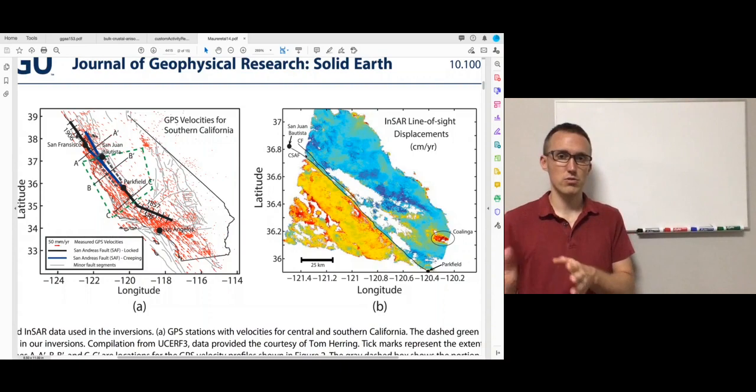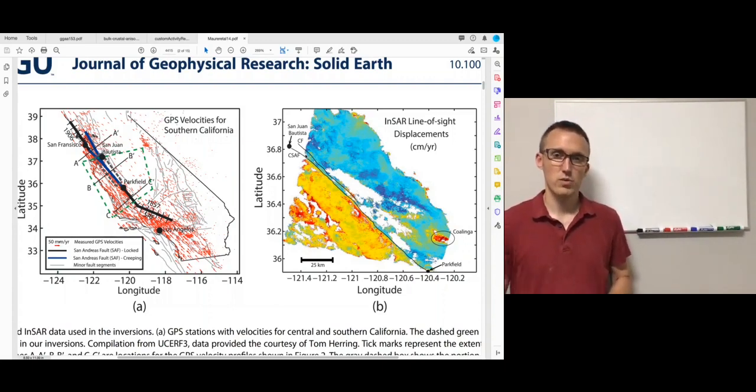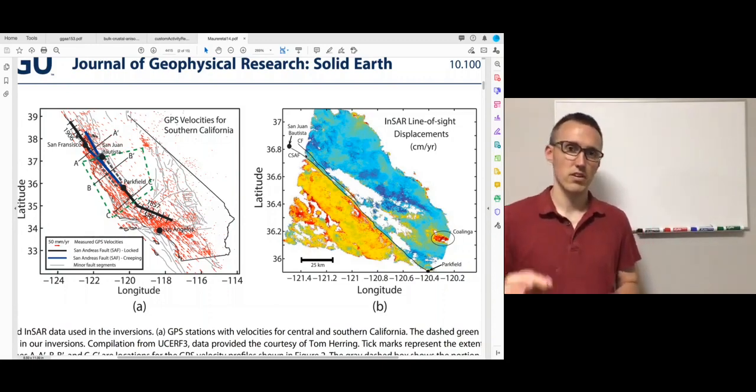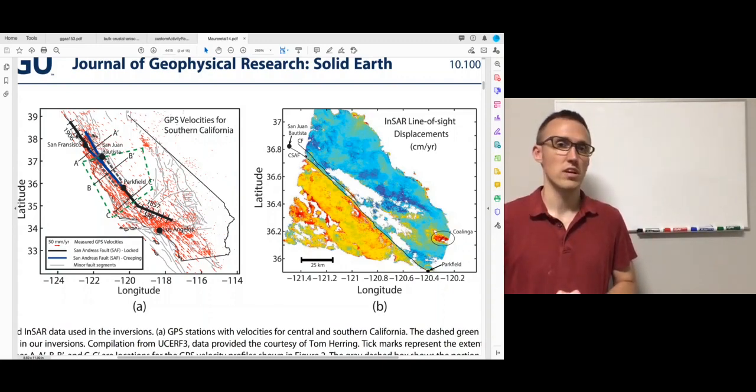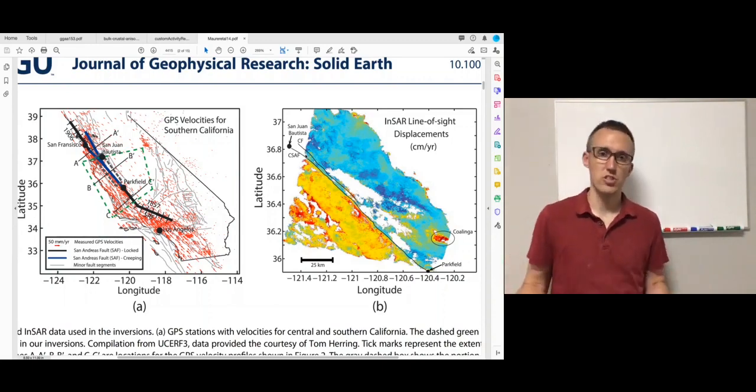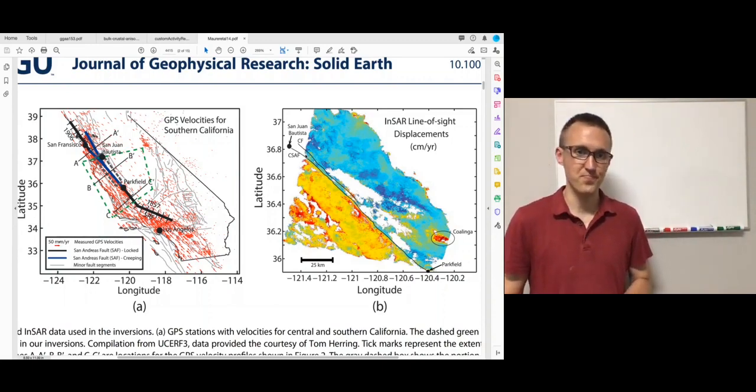And in this figure I'm showing you two plots, both from California. On the left, you'll see GPS data. Now, let me just explain what you're seeing in the figure. So you see the outline of California. The red arrows represent individual GPS stations that are covering most of California. The length of those arrows tells you how fast that GPS station is moving, and of course the direction tells you the direction it's moving.